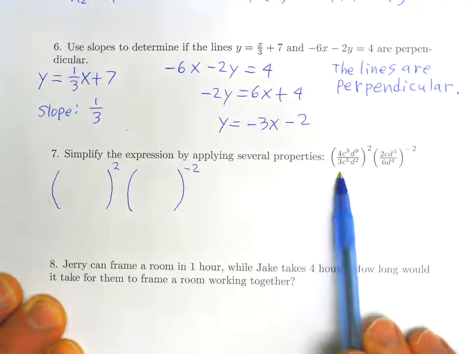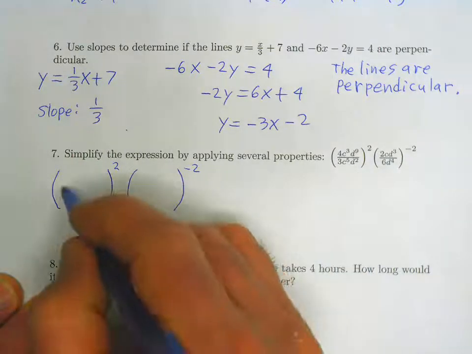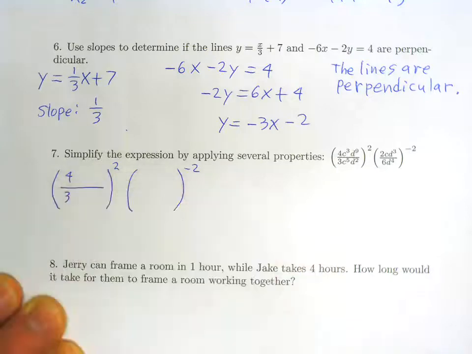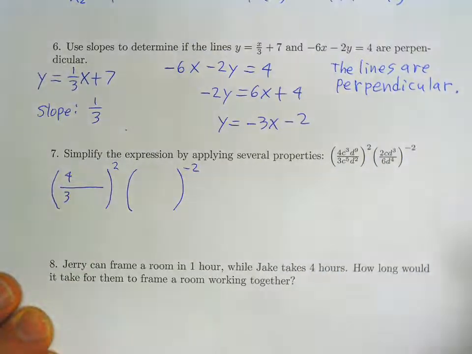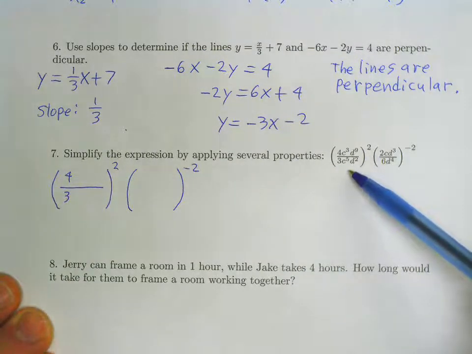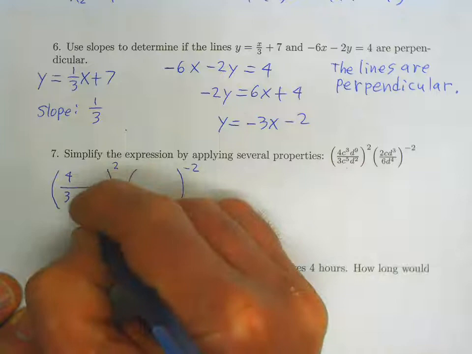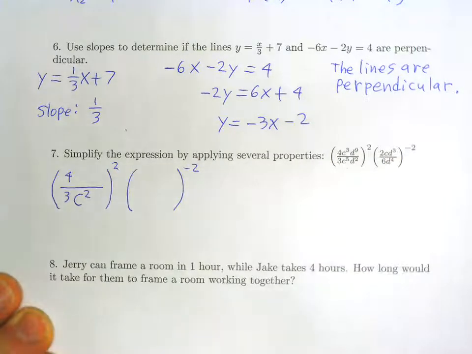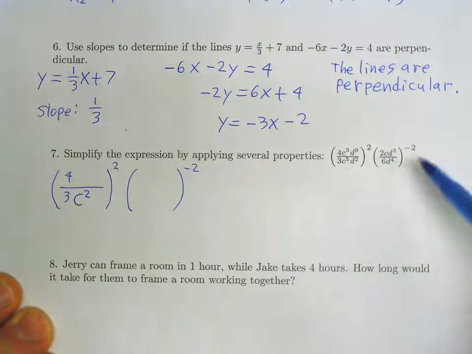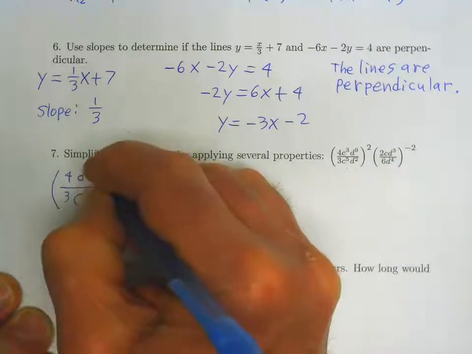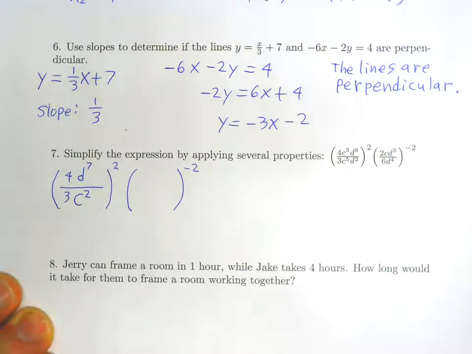So inside this first set of parentheses, I have 4 divided by 3. That can't be simplified any further. But then c to the third divided by c to the fifth simplifies to c to the second in the denominator. And then d to the ninth divided by d to the second simplifies to d to the seventh in the numerator.